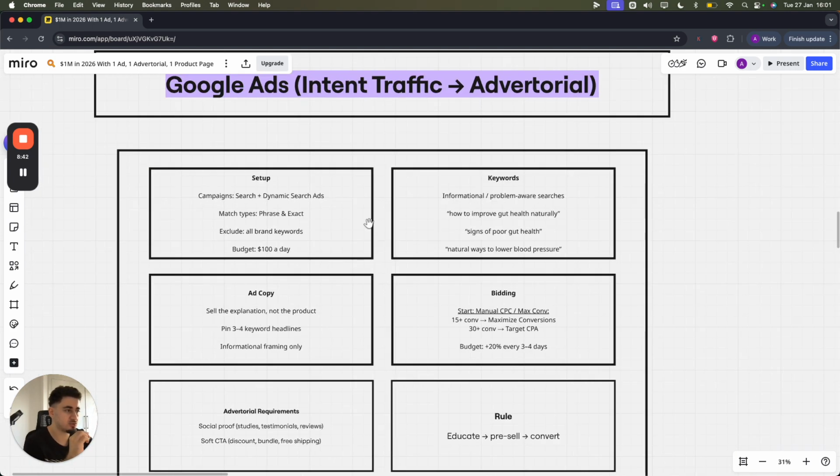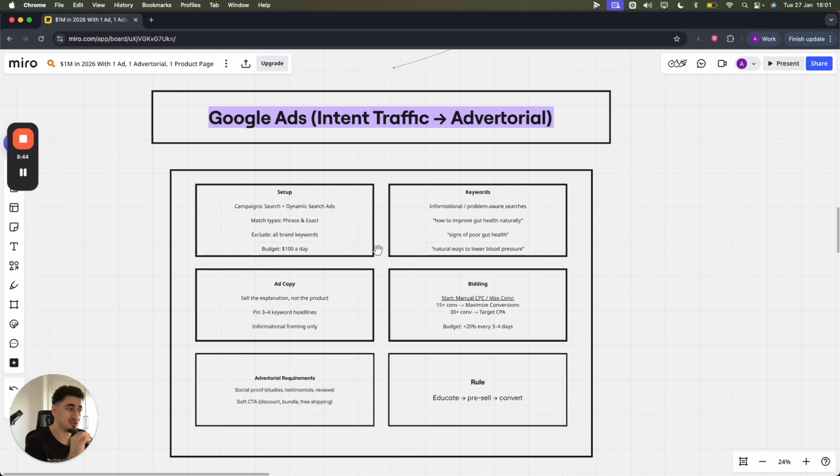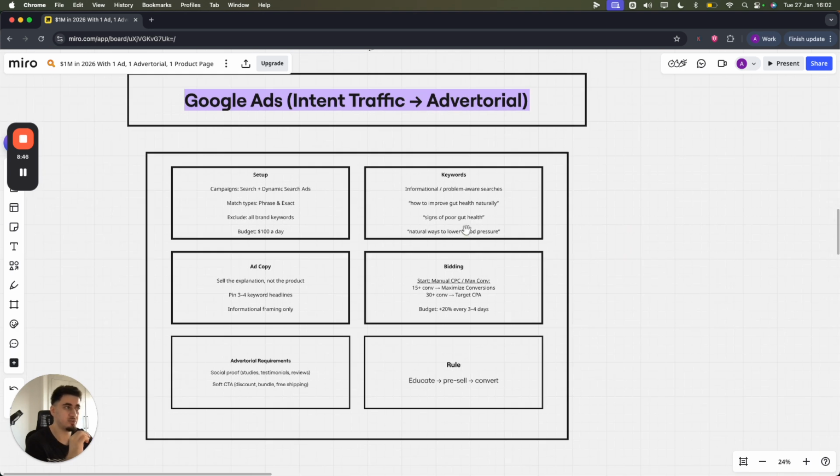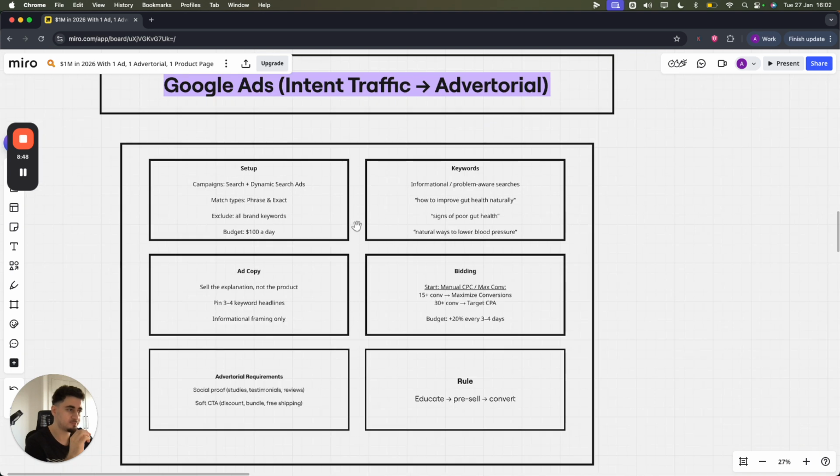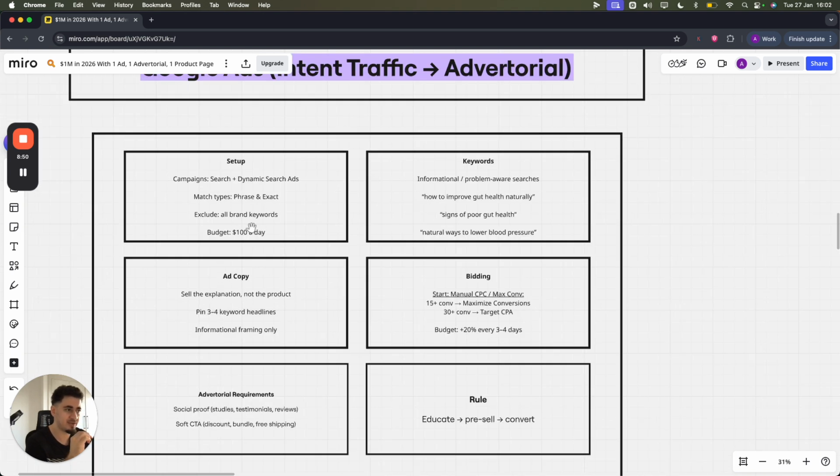So I'll give you guys some source in terms of how to scale aggressively and how to do very well, especially with Google search for advertorials. Typically what you want to have is a non-branded search campaign, to obviously exclude brand. Let me just pull out a pen real quick. So exclude brand, right? Exclude brand.